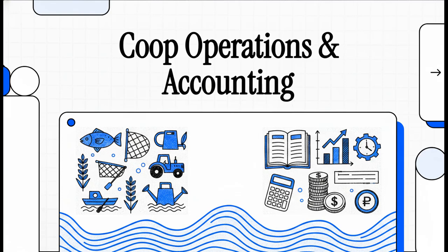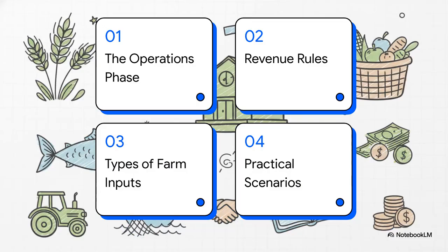Today we are diving right into the absolute lifeblood of agricultural and fishery cooperatives, and that is the operations phase. If you've ever wondered how these community powerhouses transition from just pooling their initial capital to actually driving real day-to-day economic growth for their members, well, you are in the exact right place. We're going to pop the hood, look at the real mechanics of how they operate, and crucially, how they track every single peso. Here is our theory to practice roadmap for today.